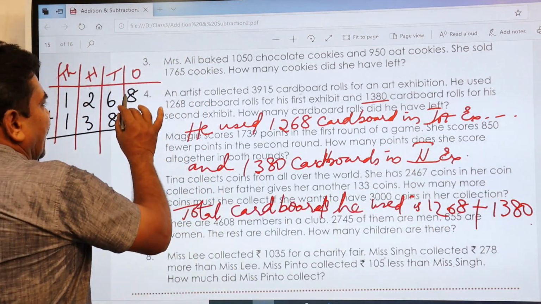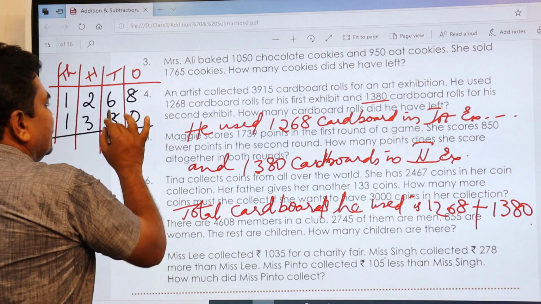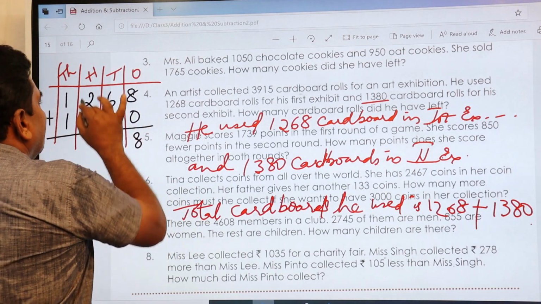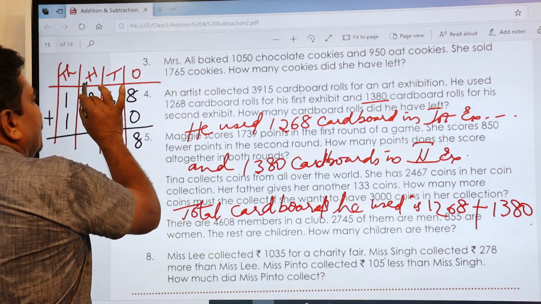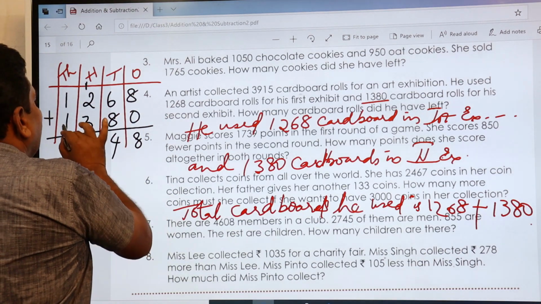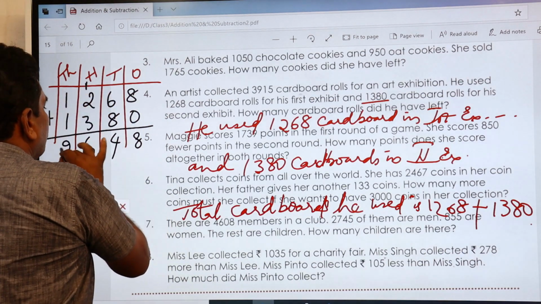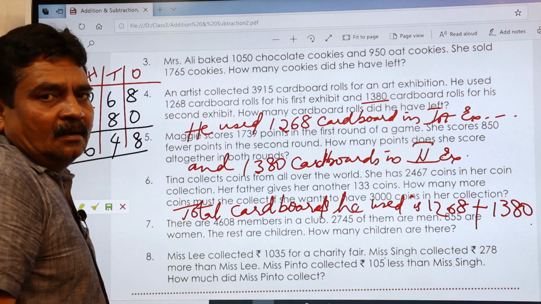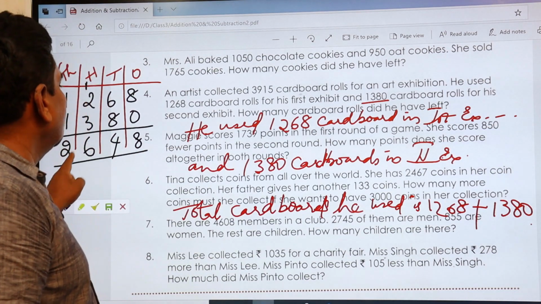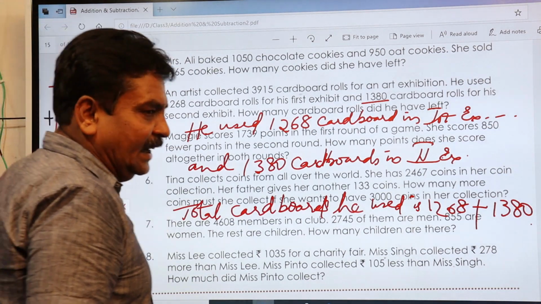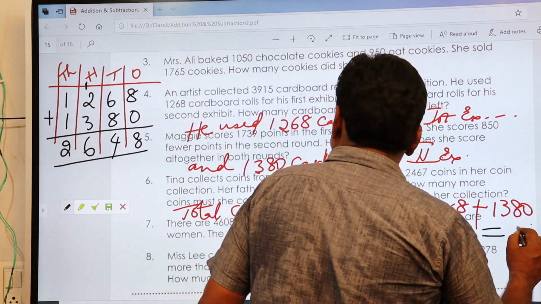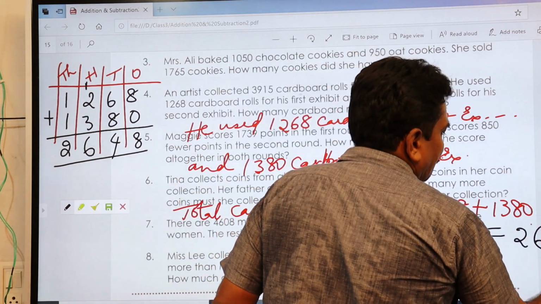Let's see. 8 plus 0 is 8. 6 plus 8 is 14. Carry 1 here. 2 plus 1 is 3. 3 plus 3 is 6. And 1 plus 1 is 2. So how much did he use? 2648. You have to write that down here. 2648.